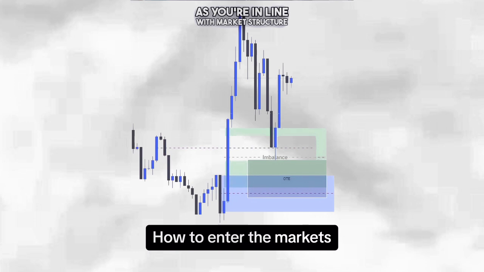So as long as you're in line with market structure, and as long as you trust your setup, you will eventually find what works best for you. For me, it's imbalances. For you, it might be breaker blocks. It might be order blocks. It might be optimal trade entry areas. But the thing you've got to understand and remember, it does not matter. So my biggest piece of advice to you is just keep practicing, keep working hard, do not quit, and eventually your trading style will come out naturally.